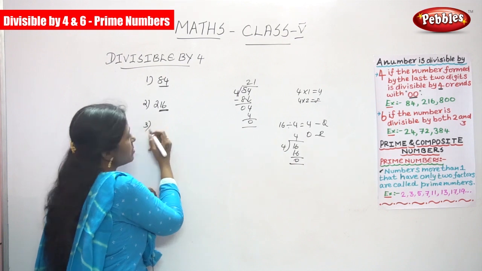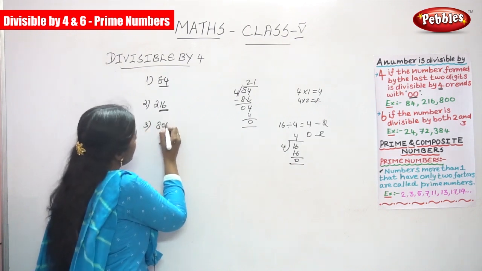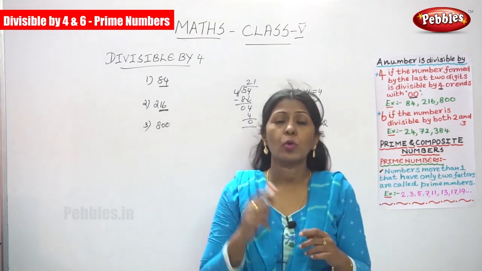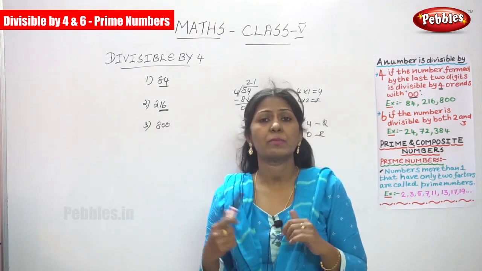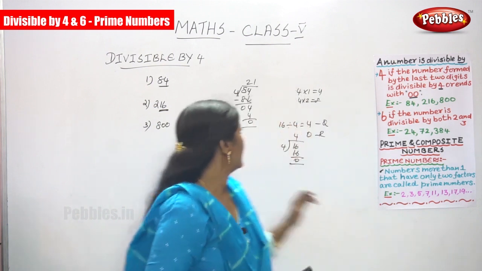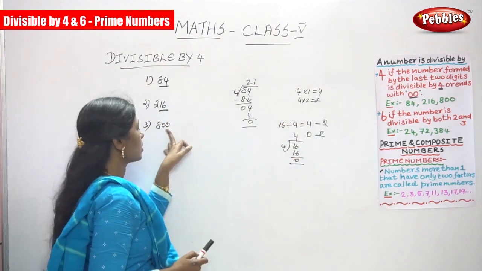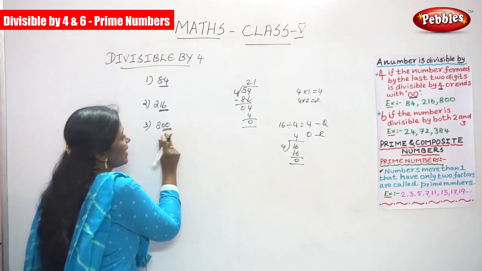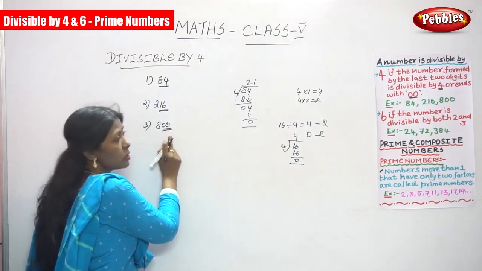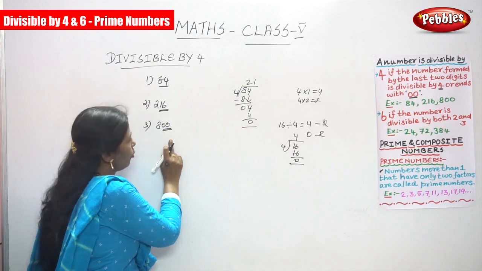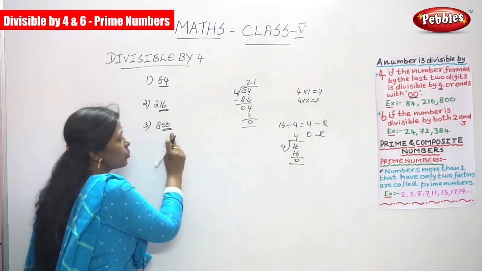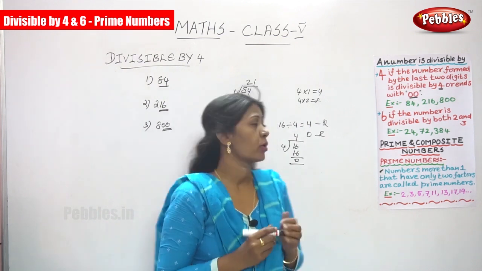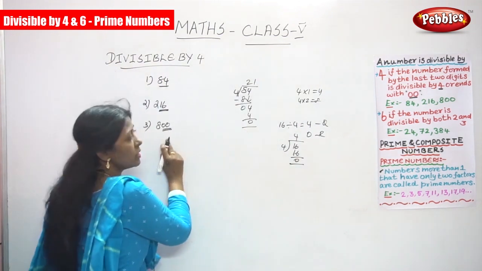The next one is 800. In this rule of divisibility by 4, the next option is what we are going to use. If the last two digits are 0, that is also a rule of divisibility by 4. If the last two digits end with 0, it is automatically divisible by 4. So 800 is also divisible by 4.